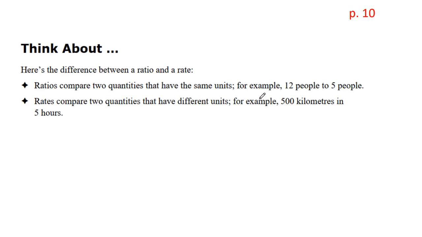In lesson 3.1 we learned about ratio, and today we're learning about rates. Ratios are comparing quantities that have the same units. So if we're comparing people to people, like 12 to 5, we show that ratio as 12 to 5 and we don't use units. But rates compare quantities that have different units. For example, 500 kilometers in 5 hours. In this lesson today, we're going to have to include our units. We need to have the units because they're different, so we need to be clear what we're talking about.